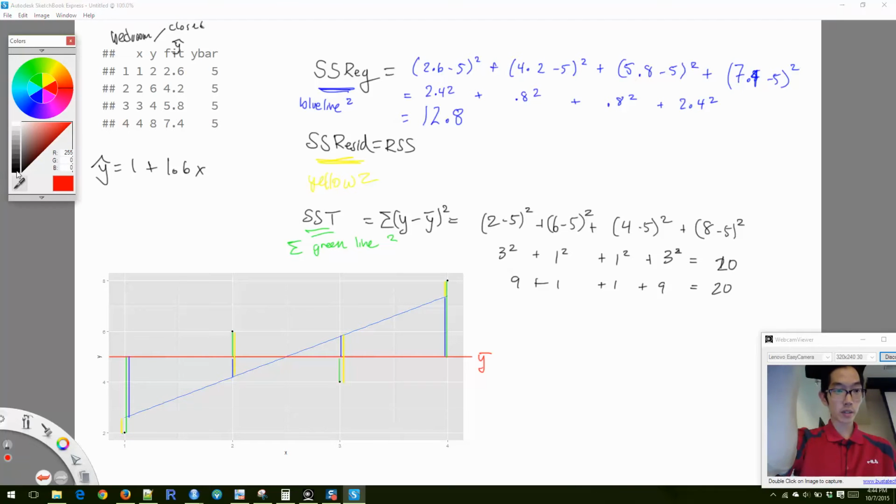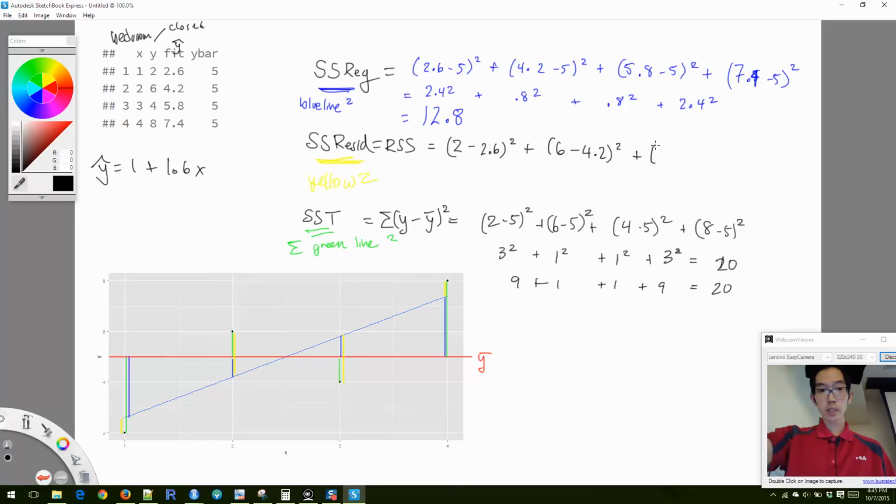Okay, so I'm just going to use black over here. The actual value of y down here was 2, but we predicted 2.6. And over here the actual value of y is 6, and we predicted 4.2. And over here the actual value is 4, and we predicted 5.8. And lastly, the actual value is 8, and we predicted 7.4.